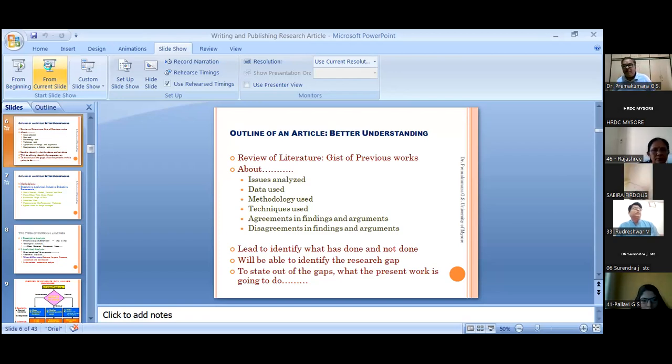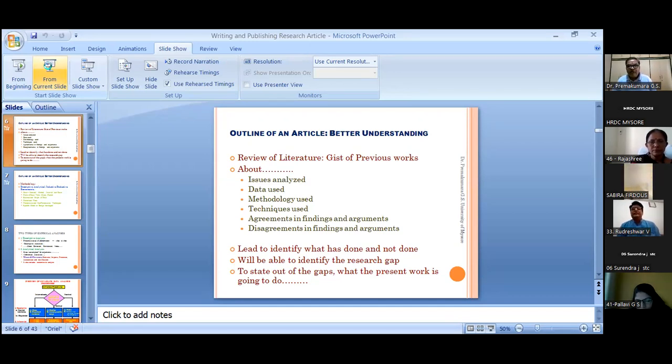And then the period and place. Why is the period so important? Say, sir, I'm using data from 2001 to 2020. Why is it 2001 to 2020? Why is it not 2011 to 2022? You have to give the specific reason why you are considering a certain period for this study. That is very, very important.